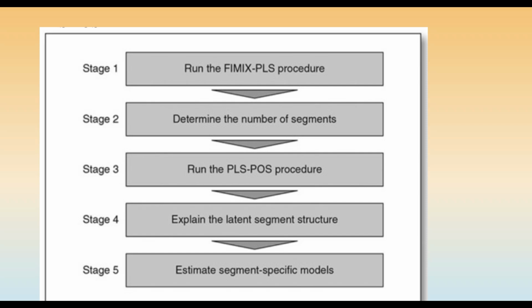One of the reasons is that FIMIX-PLS has its own limitation. It can only capture heterogeneity in the structural model relationships, and cannot account for heterogeneity in the measurement model. This limitation can be overcome when we use it in combination with prediction oriented segmentation, or PLS-POS, to explain the latent segment structure and estimate the segment specific model outputs. So in the next lecture, we are going to discuss the PLS-POS procedure.